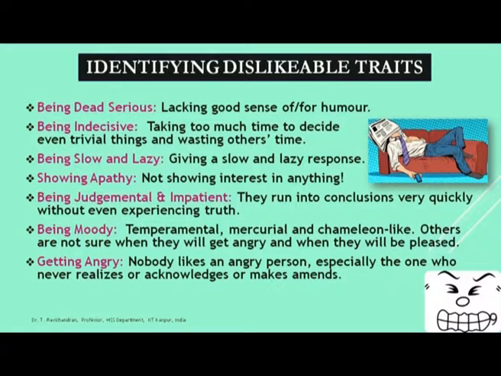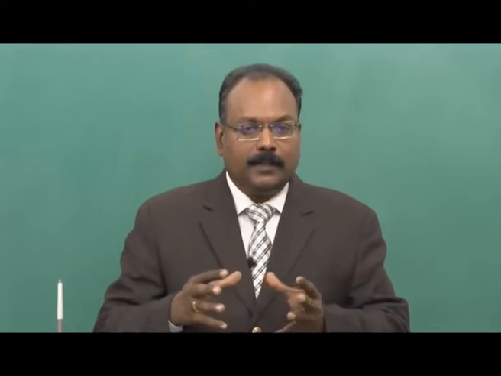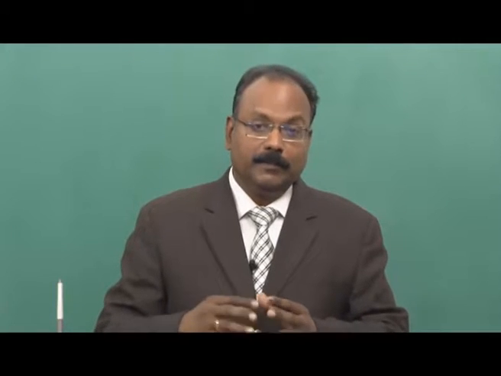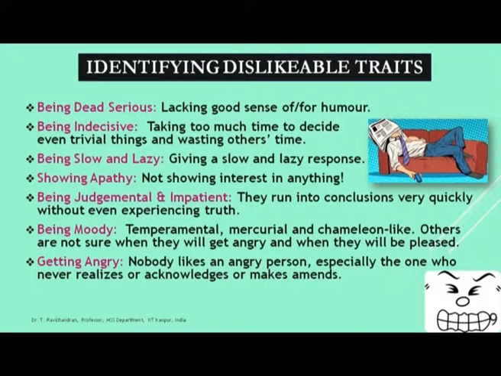And then they do not even share, they become unapproachable when they are moody, and they will try to negate relationships during that time, even very important relationships. So, being moody is another trait that people generally do not like. Getting angry is another important trait that people dislike, which we spent a lot of time on in the lesson on managing anger. Suffice it to say that nobody likes an angry person, especially the one who never realizes or acknowledges or makes amends.